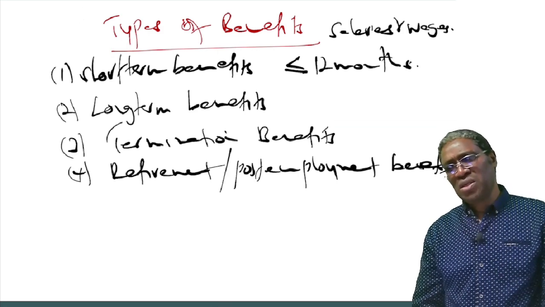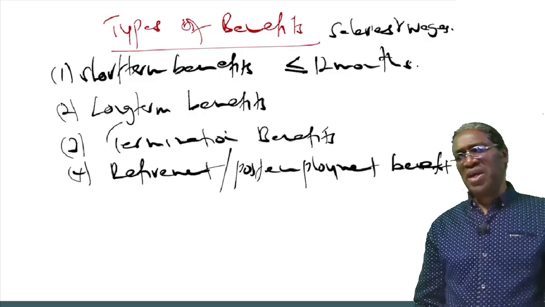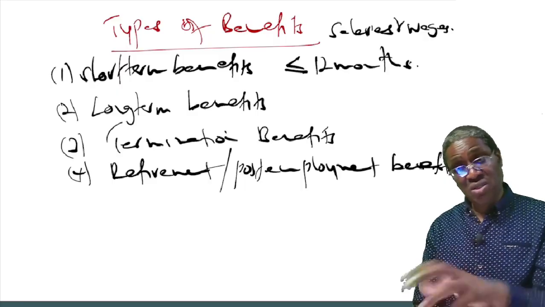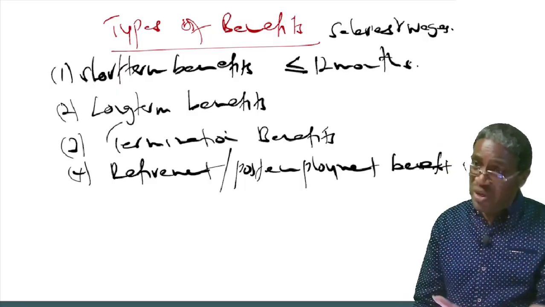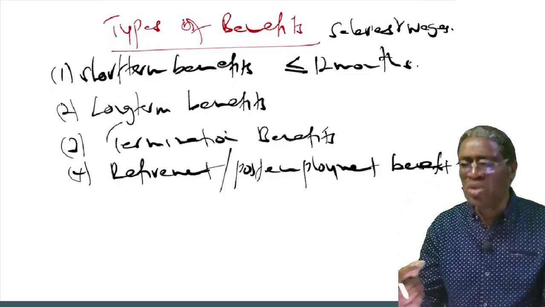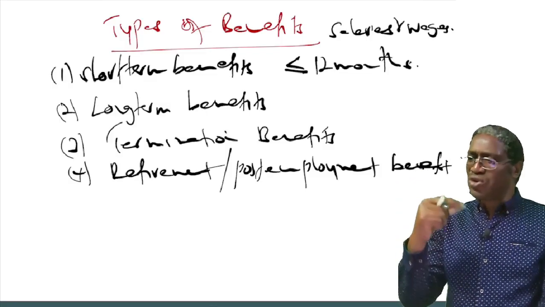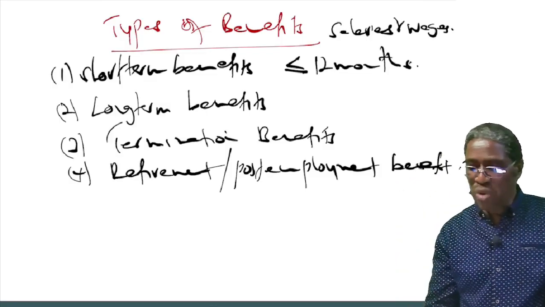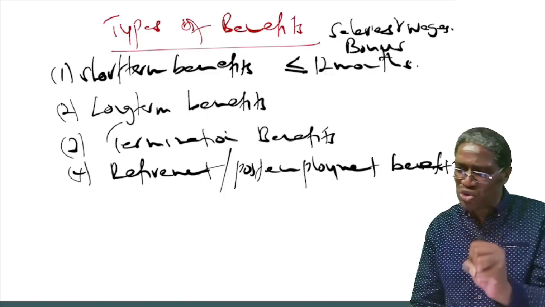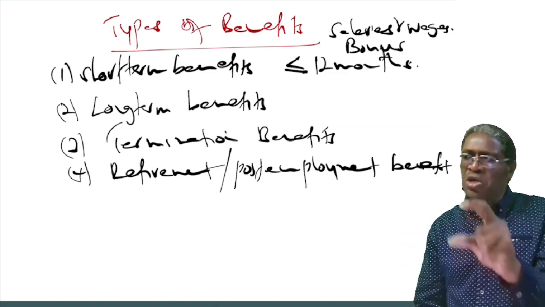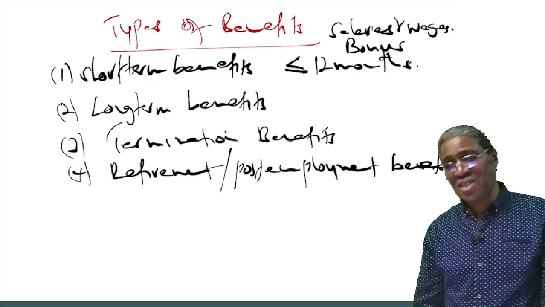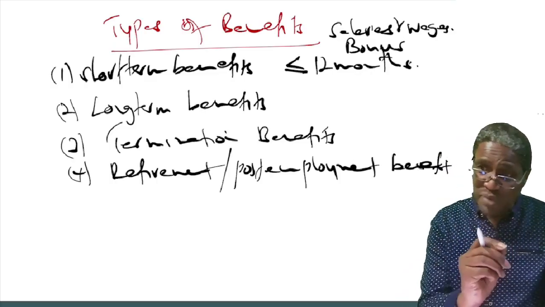Another one is, there are some companies which tell their employees at the end of every year you are entitled to a bonus. Not all companies pay bonus, but some give employees their bonus at the end of the year. So bonus is another example of a benefit that accrues to you for a period of less than 12 months after providing a service. That's another example of a short-term benefit.